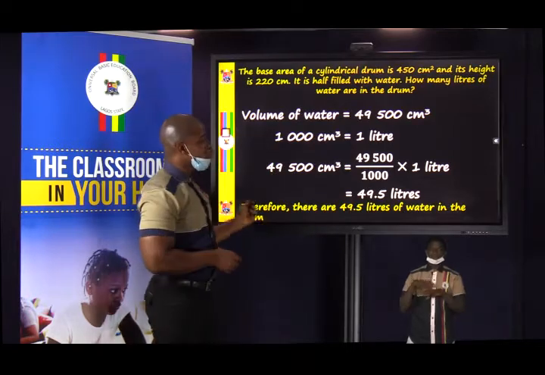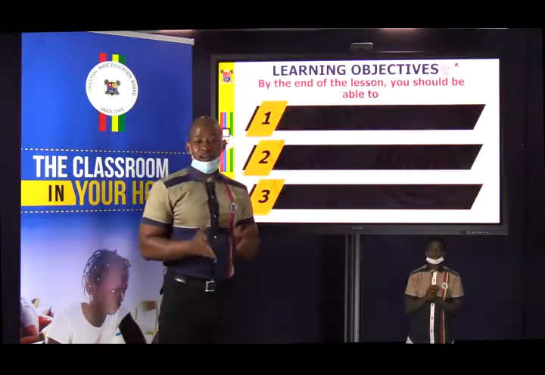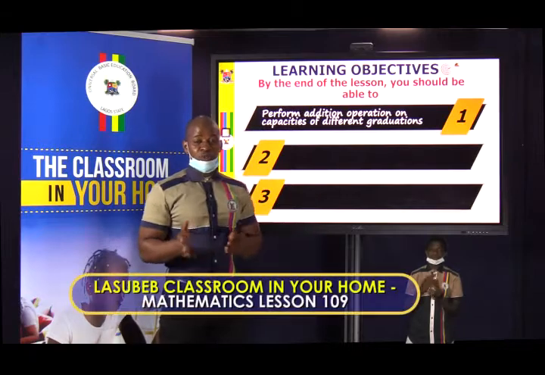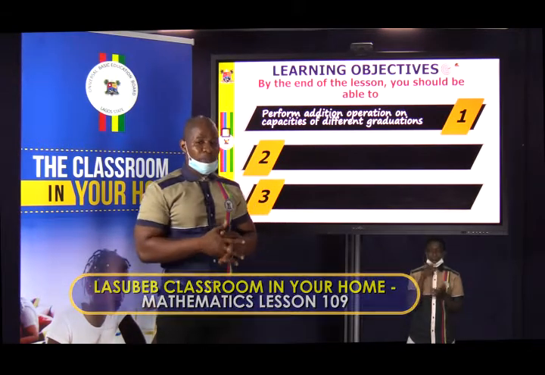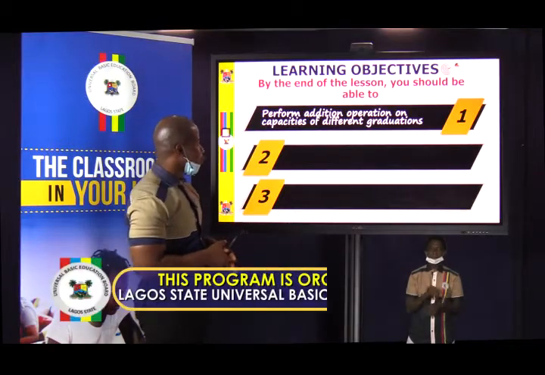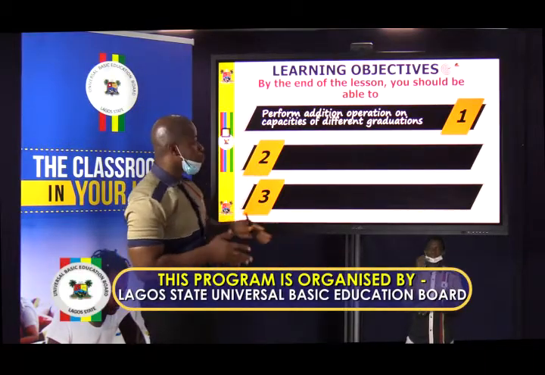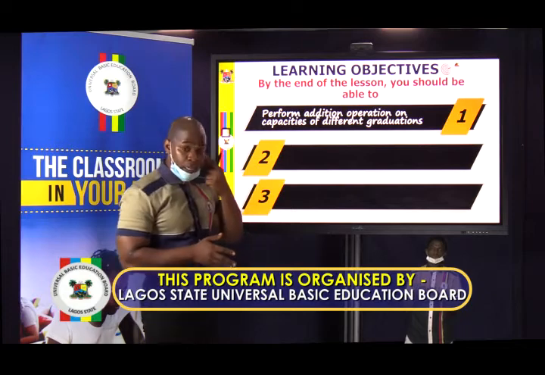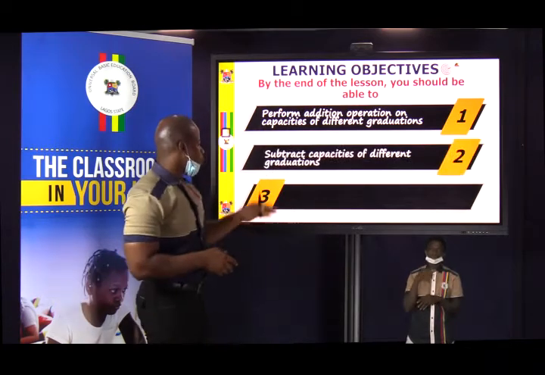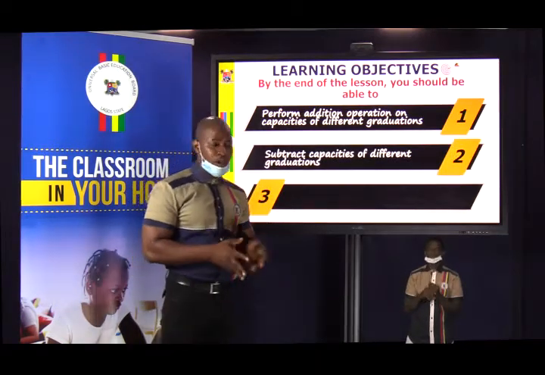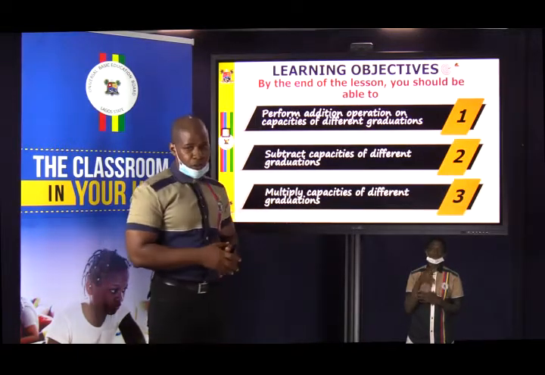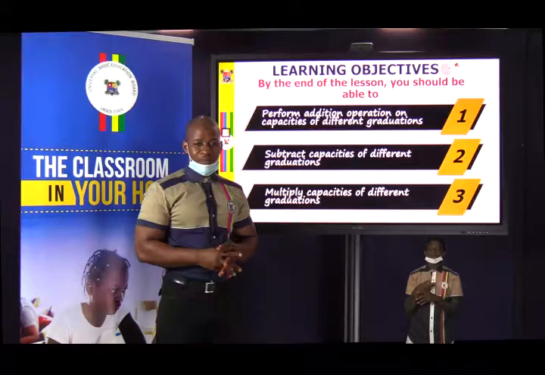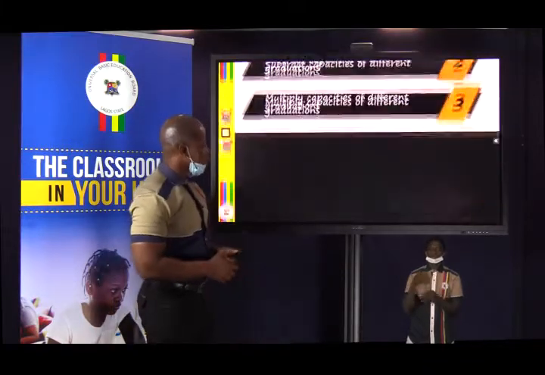Now let us move on to today's work. Today's work, very easy. Addition, subtraction, multiplication, division. Not the way you know it, but still the same operation. By the end of the lesson, you should be able to perform addition operations on capacity of different graduations. You should be able to subtract capacities of different graduations. You should also be able to multiply capacities of different graduations. Without wasting time, let's go right into it.